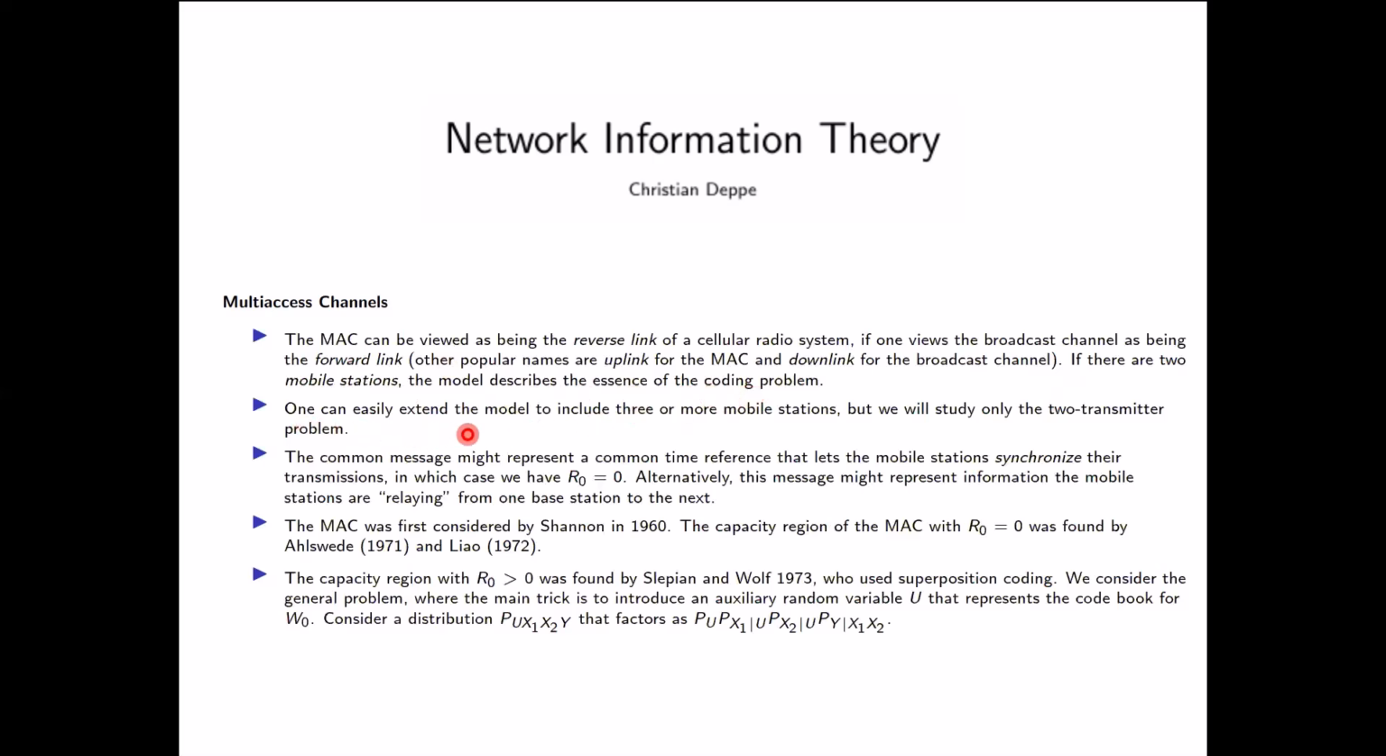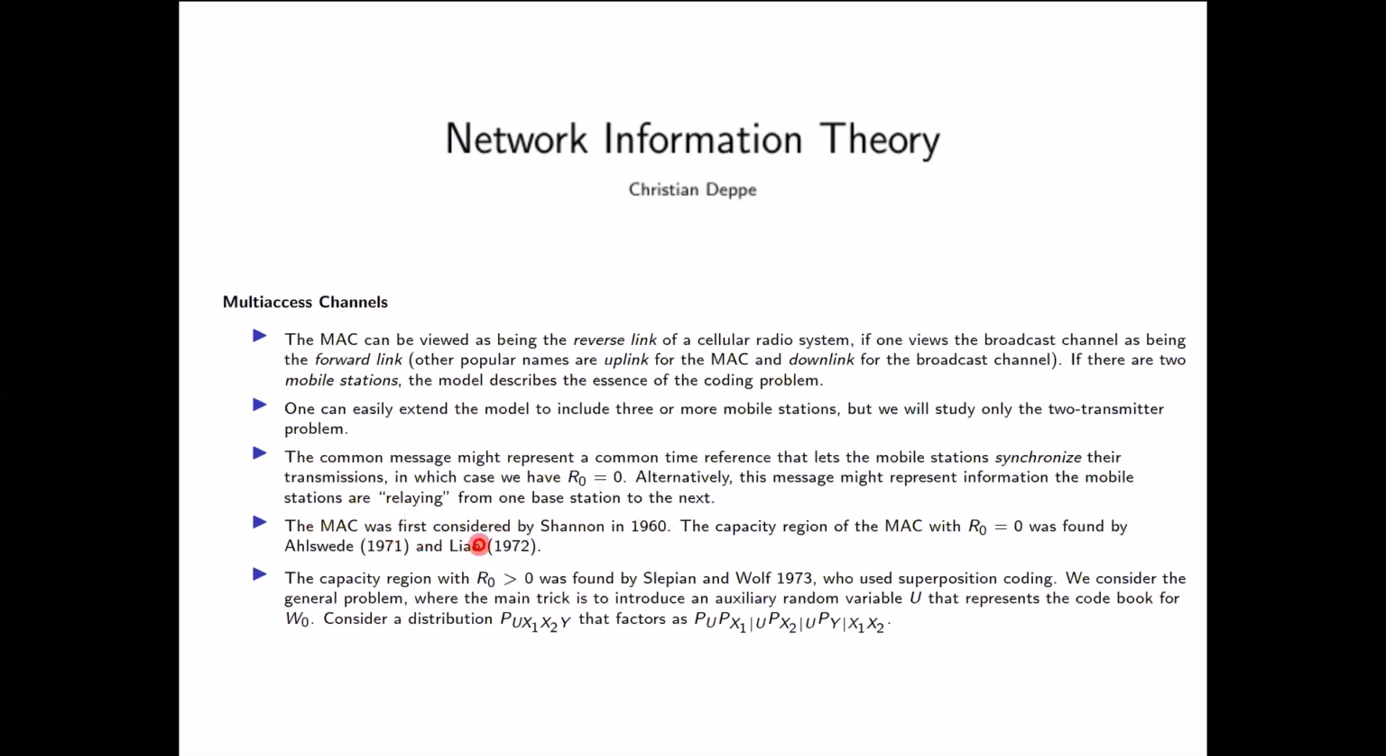One can easily extend the model to 3 or more stations, but we will only look at the 2 encoder case. And here is again some sentence about the common message. It might be presented as some common time reference to synchronize the transmissions. Then we have just the rate 0. Alternatively, this might represent information the mobile stations are relaying from one base station to the next.